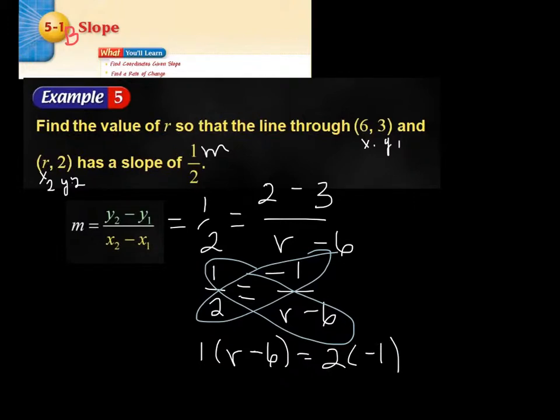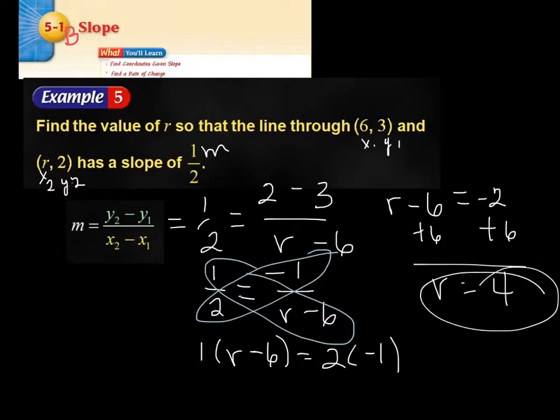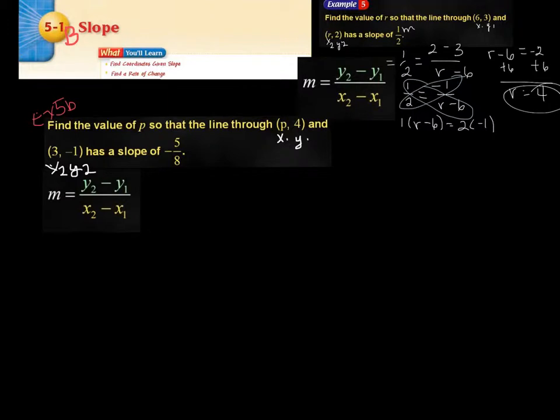So distribute the 1, not much happens when we multiply by 1. This is a nice one to start with. And if I add 6 to both sides, I get r equals 4. I think we should do another one like that.